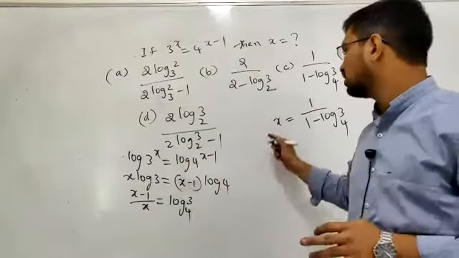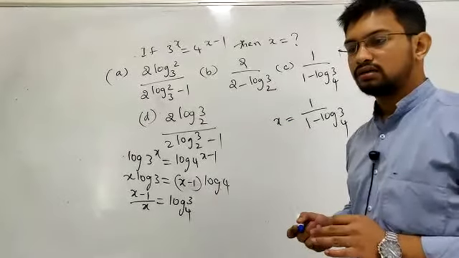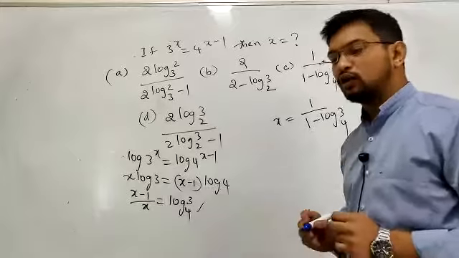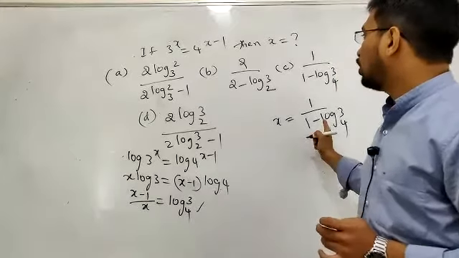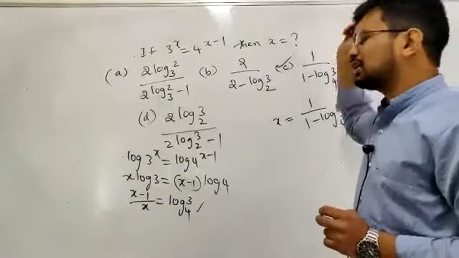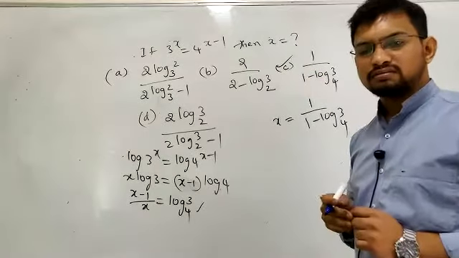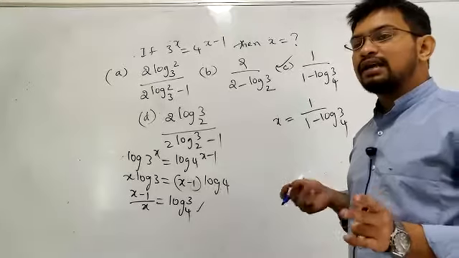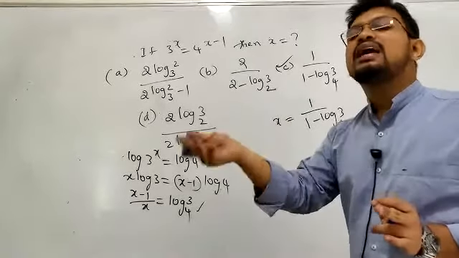From that you will be getting x is equal to this part. So this is 1 by 1 minus log 3 to the base 4, which is your value of x. Now what they said, this is a multi-answer. It's clearly visible from here. Now what I need to do is, since it is multi-answer, there may be some changes.